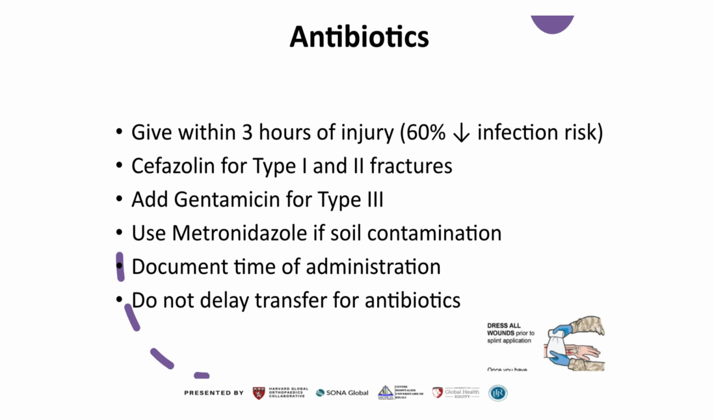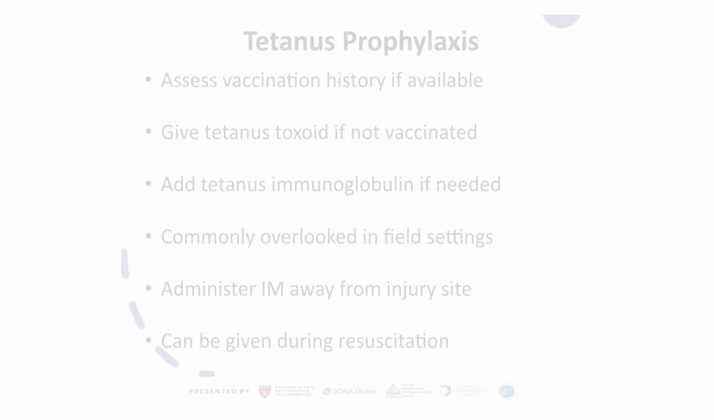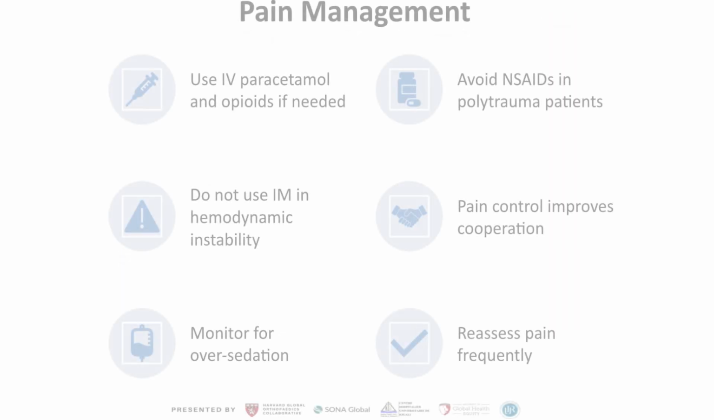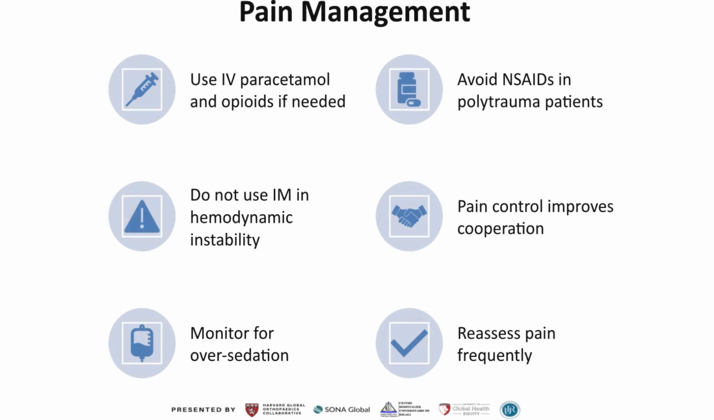As you know, Edward talked about it, 60% of infections are prevented when antibiotics are given within less than 3 hours. Tetanus prophylaxis is especially given in the hospital, but when it's going to take a long time during the transport, it can also be given. Pain management is very important, as you discussed earlier: IV paracetamol if possible, and sometimes these patients can even be sedated, depending on how much pain they have during the transport.